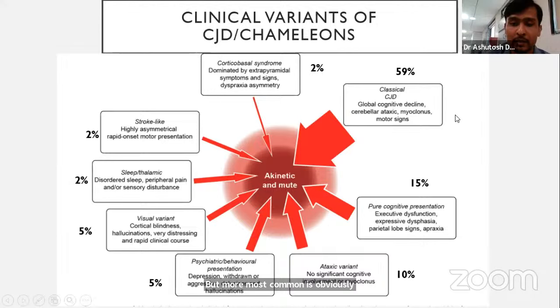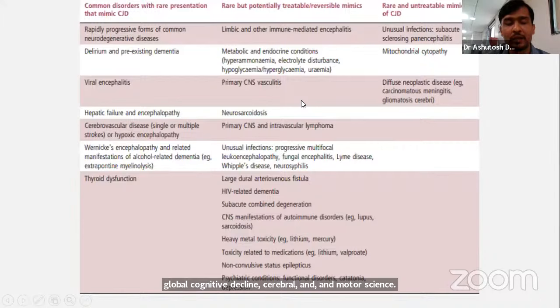And these are some of the mimics of CJD: the rapidly progressive forms of neurodegenerative diseases, delirium, viral encephalitis, hepatic failure, encephalopathy, cerebrovascular disease, metabolic and endocrine disorders, primary CNS vasculitis, neurosarcoid, primary CNS lymphoma, infections like PML, fungal encephalitis, Lyme disease, Whipple's, neurosyphilis, and various others. And these are some of the rare and untreatable causes, like SSPE, but the age of onset would be quite young, and mitochondrial cytopathy and diffuse neoplastic disease like gliomatosis.